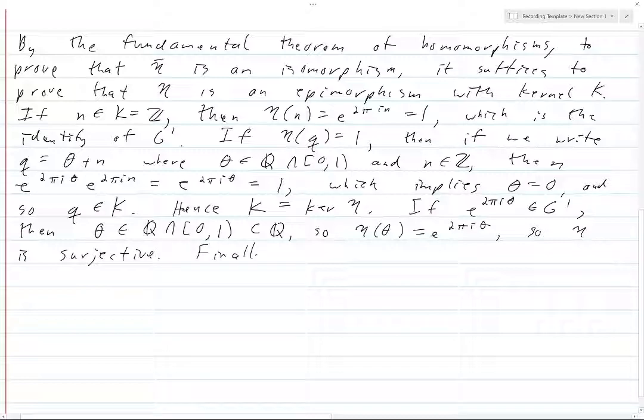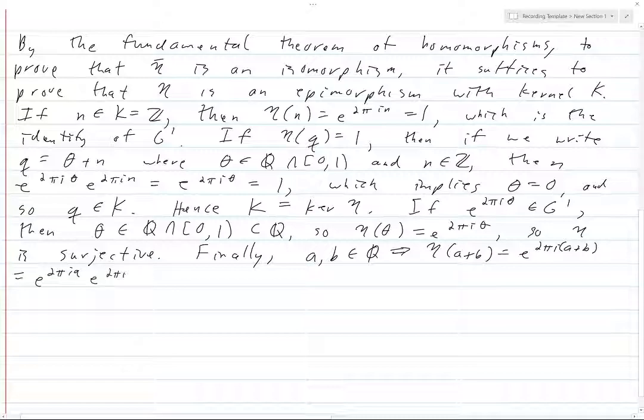And finally, we've got one more thing, and that's the homomorphism property. If a and b are in Q, then eta of a plus b is e to the 2 pi i (a plus b). I'm not even breaking it up into the different parts, like the one that's an integer and the one that's not. I really don't care for this. That is e to the 2 pi i a times e to the 2 pi i b, and that's just eta of a times eta of b. And hence, G mod K is isomorphic to G prime. And that's exactly what we wanted to prove. So we're done.